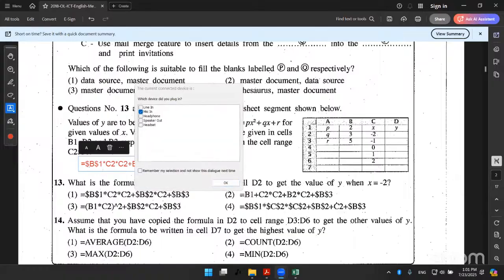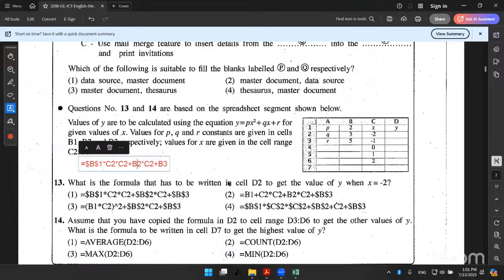Okay, sorry, there are several Bs. So B2 should be absolute. That means we need to add a dollar mark here and also in here. C2 should be changed and B3 also absolute like this. This will be the answer because the question says the P, Q and R values are absolute values.